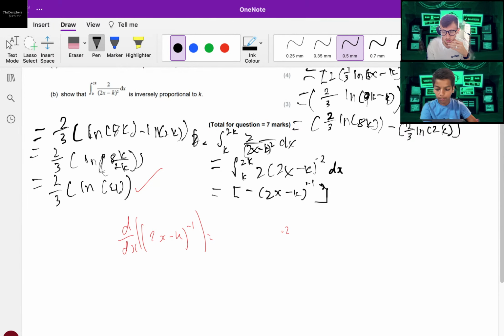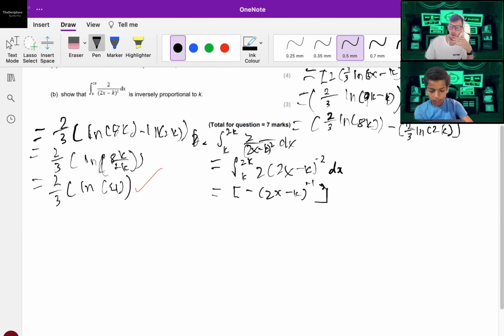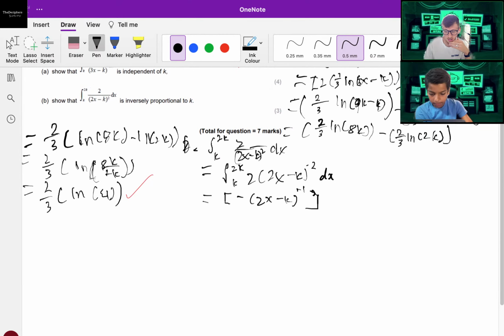First one, well done. So 2 times 2x minus k to the power of negative 2 integrates to negative 2x minus k to the negative 1. You raise the power by 1, divide by the new power, and divide by the derivative of the bit in the brackets. That's exactly right.